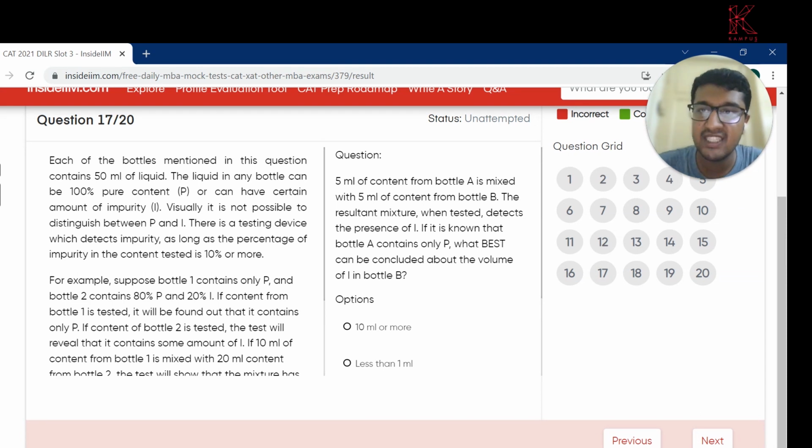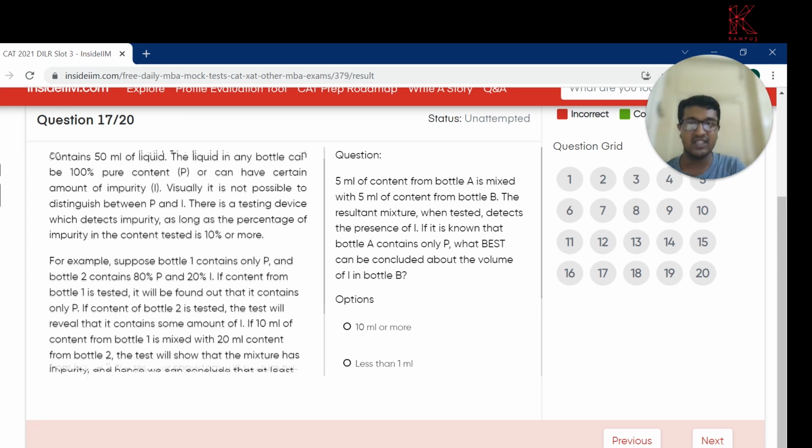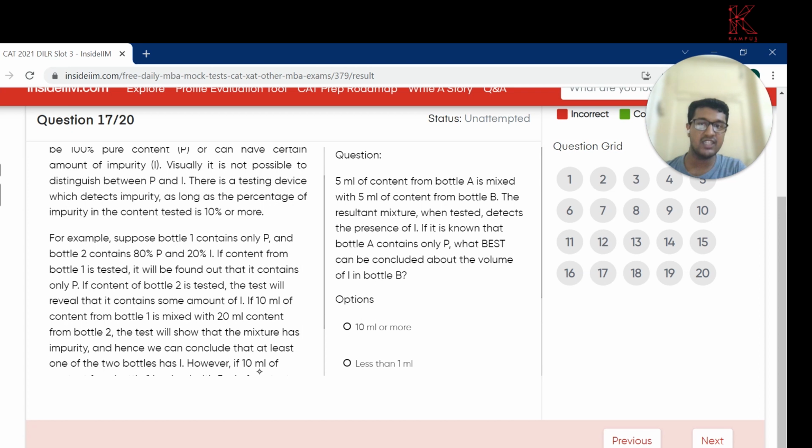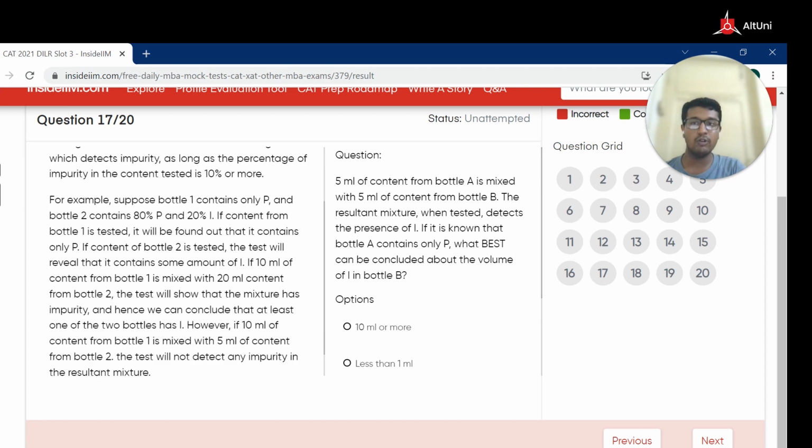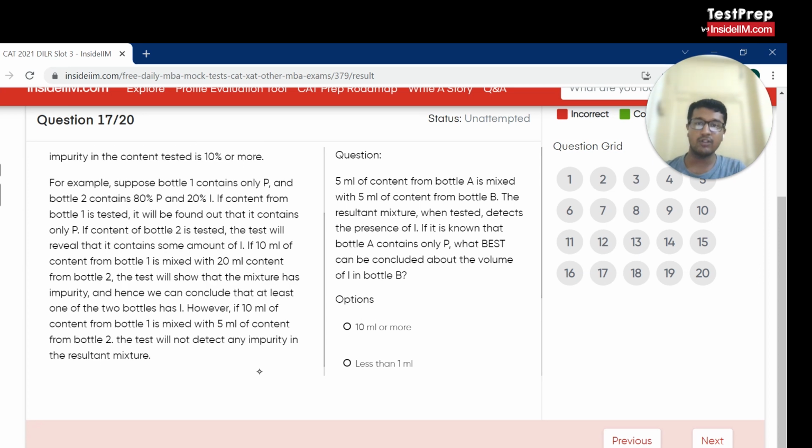Each of the bottles mentioned in this question contains 50 ml of liquid. The liquid in any bottle can be 100% pure or can have a certain amount of impurity. Visually it is not possible to distinguish between P and I. There is a testing device which detects impurity as long as the percentage of impurity in the content tested is 10% or more. For example, suppose bottle 1 contains only P and bottle 2 contains 80% purity and 20% impurity. If content from bottle 1 is tested, it will be found that it contains only P, as is evident. If content of bottle 2 is tested, the test will reveal that it contains some amount of I.